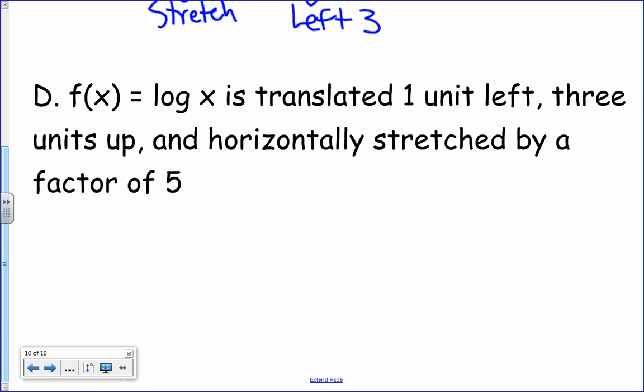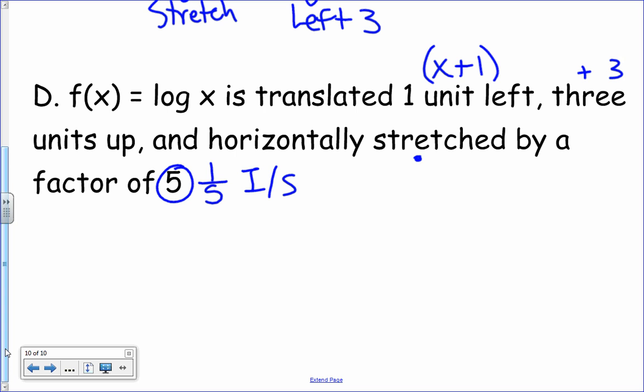All right, D says f of x equals log of x is translated 1 unit left. So again, that should be x plus 1. 3 units up, so that's plus 3 at the end. And horizontally stretched by a factor of 5. So if it's horizontally stretched by a factor of 5, I have to put 1/5 multiplied on the inside. So I've got a lot of stuff on this one. So I'm going to name this one g of x equals.